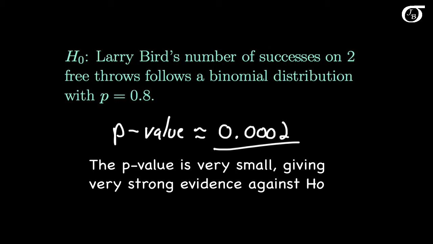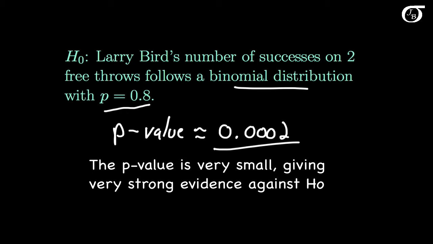Now this could mean different things. It could mean that the binomial distribution is not reasonable, or it could be such that the binomial distribution itself is reasonable, but this probability of success is not. And as we'll see in the next example, it looks like Larry Bird made free throws with a success rate a little bit higher than that.